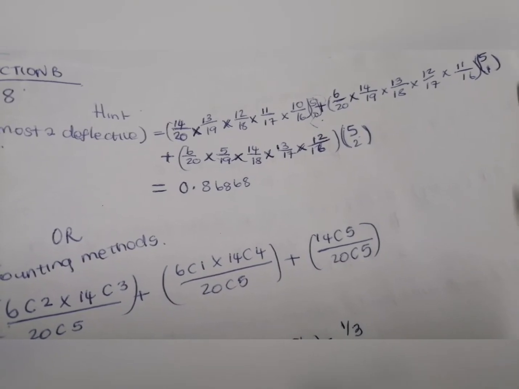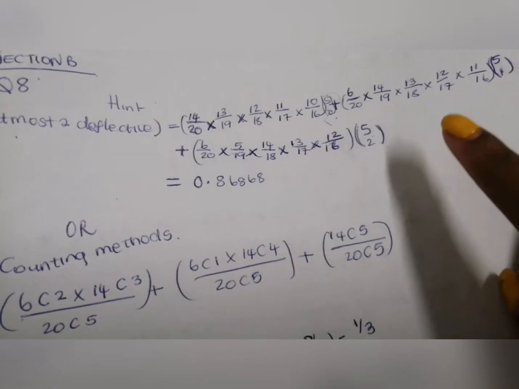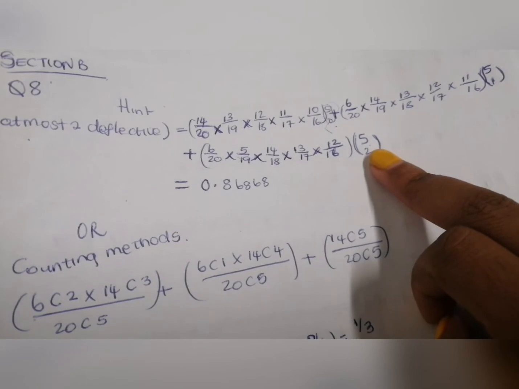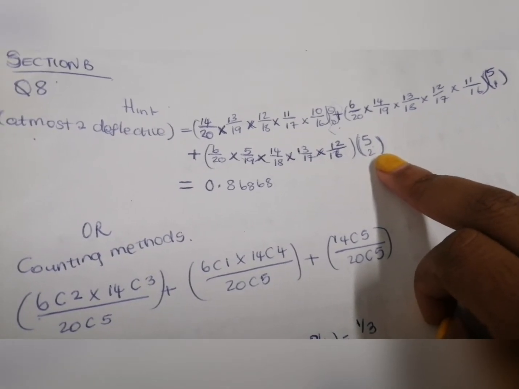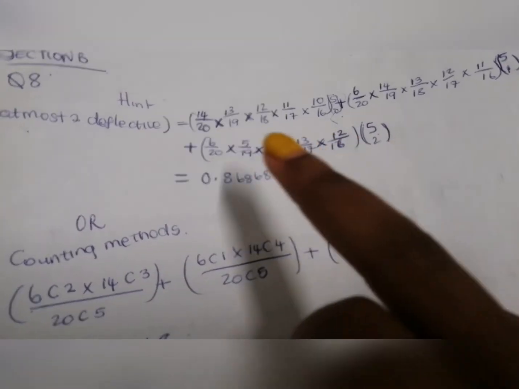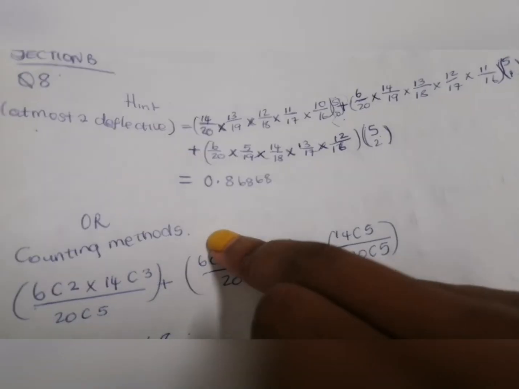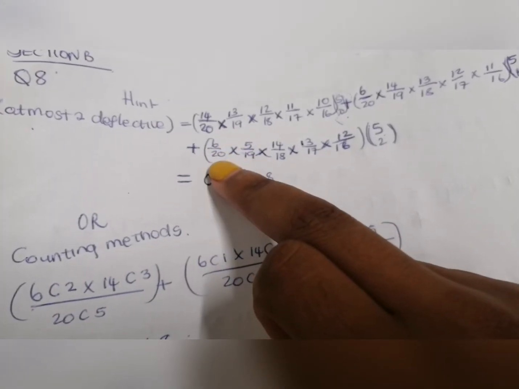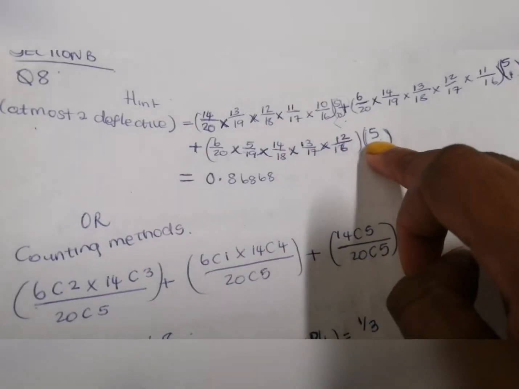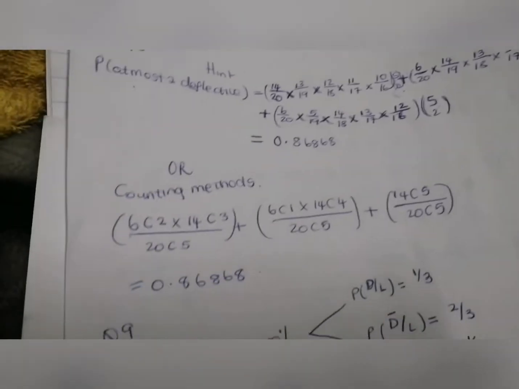This is the case where we have only one defective nail, and then this is the case where we have 2 defective nails. Because we know that we have 6 defective nails, we are going to say 6 divided by 20. Of the 20 nails that are in the box, 6 of them are defective. After taking one out, we're going to be left with 5 defective, and then the rest will be the nails that are not defective, right? I hope you understand.